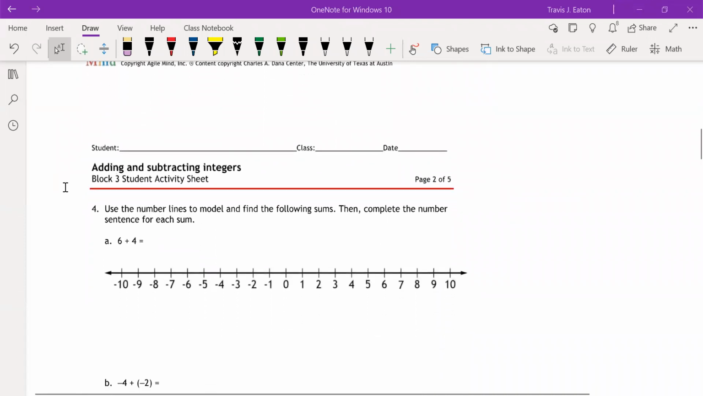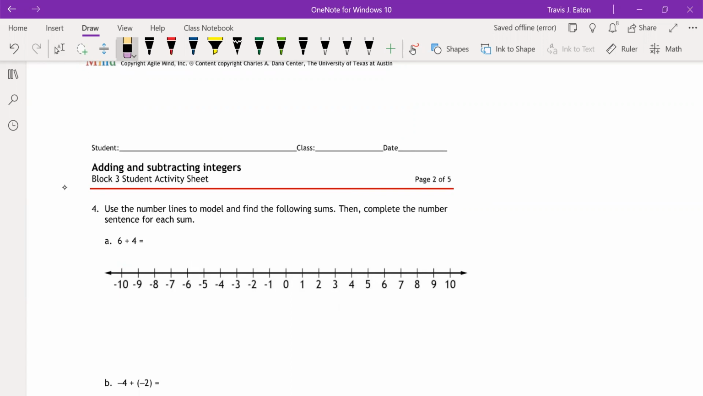Now, a number line, of course, you can see we have right here. You can see that we have negative integers to the left of 0 on the number line, and we have positive integers to the right of 0 on the number line, and that's what we're going to be dealing with. So I'm going to show you how to add and subtract integers on a number line. Let's get started right away, and I'm going to show you a couple of different methods to do this.